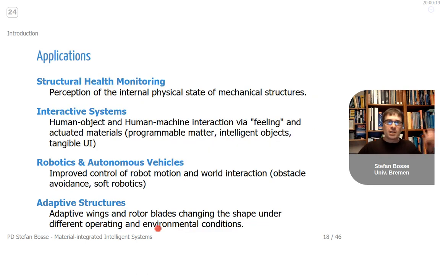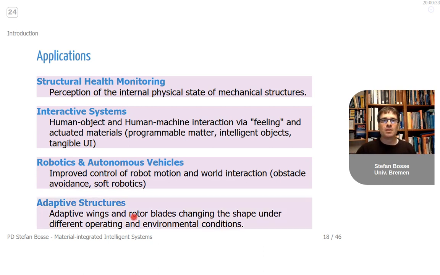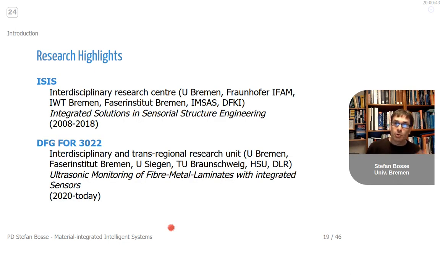So you have some possible applications: structural health monitoring, interactive systems, including tangible user interfaces, programmable matter, intelligent objects, robotics and autonomous vehicles, and adaptive structures. It's related to programmable matter. So, for example, adaptive wings or rotor blades change the shape under different operating environmental conditions. Here are some research highlights.